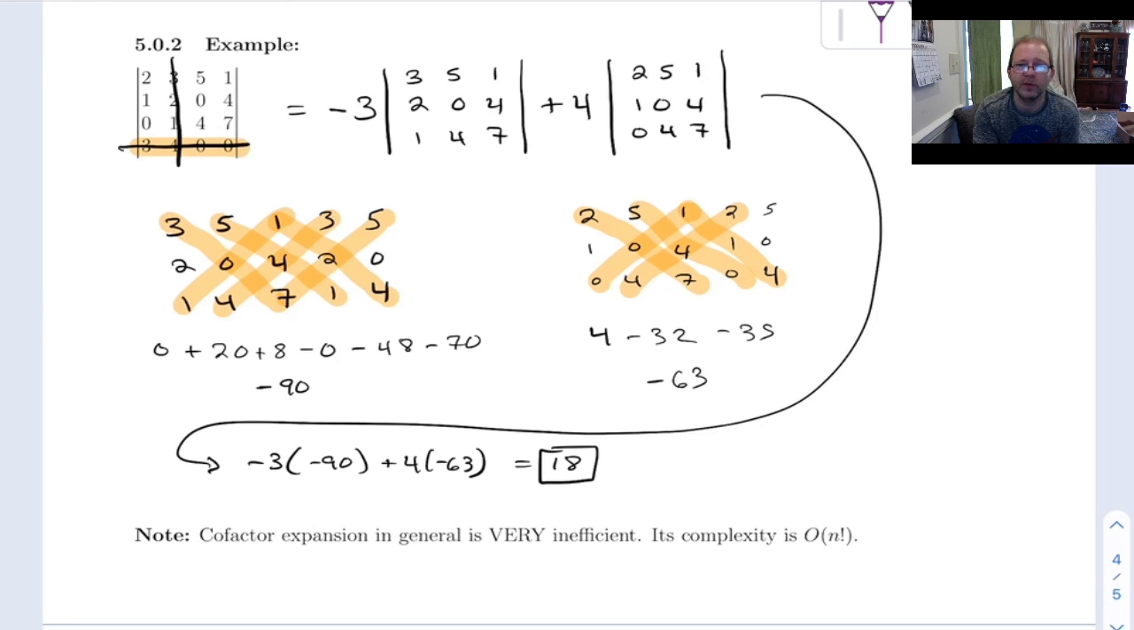There are more efficient ways of doing this, but they're more complicated, and we'll talk about those later in section 3.2. But for now, just keep in mind that this is very inefficient, and cofactor expansion is what we're going to use for bigger matrices.